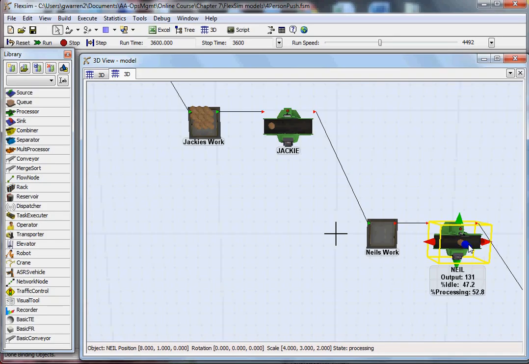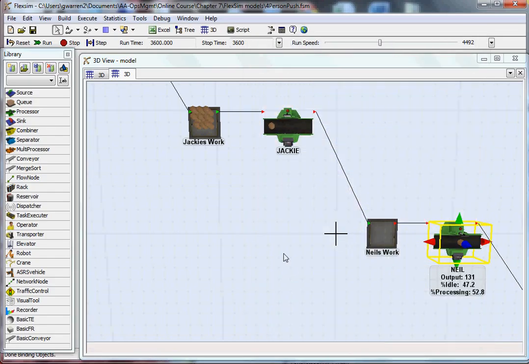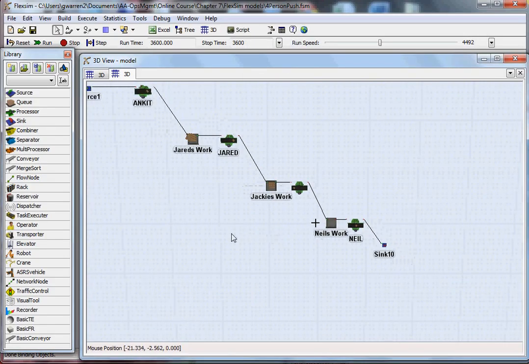We click on his statistics, and we're able to see that the throughput of his station is 131. That means that 131 planes crossed his desk during the hour. So that would be our estimate of the throughput of the line. Now, this is close to what we estimated with our calculation of 128. And the difference would be simply due to the fact that we have some stochasticity involved in this simulation model via the assumption of the exponential processing time distributions at each workstation. That's our model.